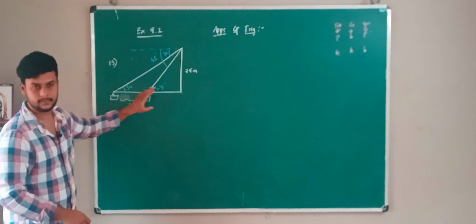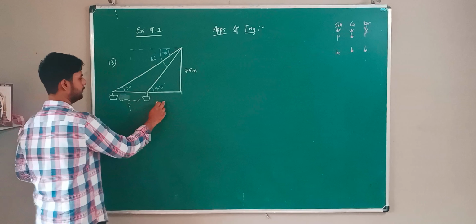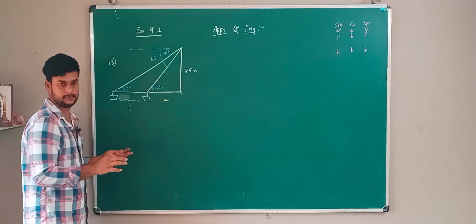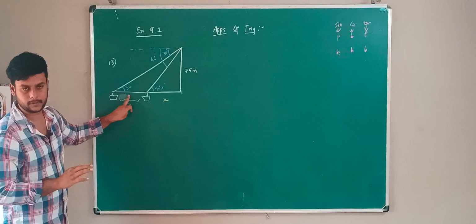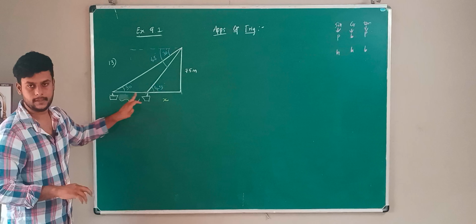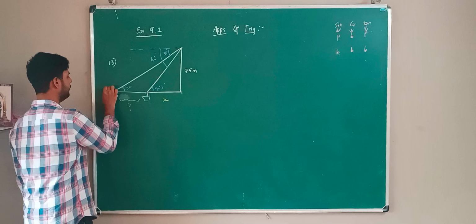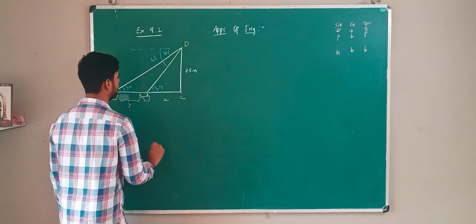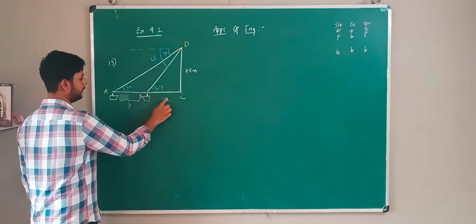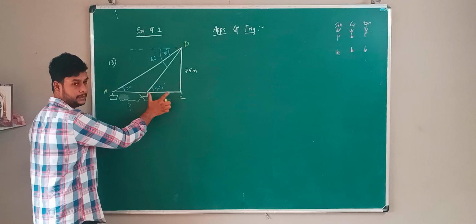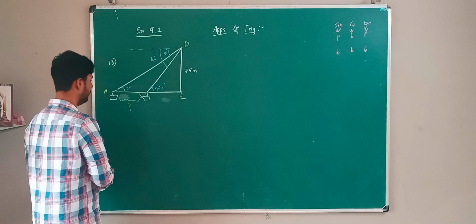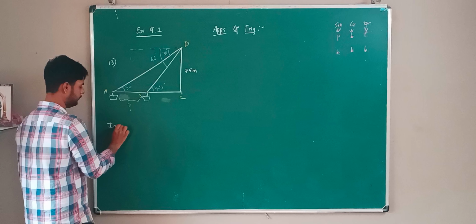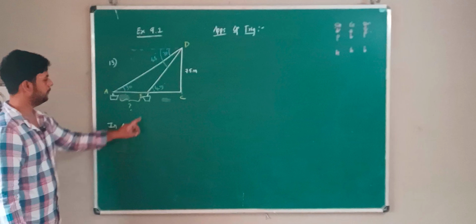And the degrees. Okay. So this is x. This also I don't know. So first I should find this. Next we will find this. So I will name them A, B, C, D. Instead of x, I will take it as BC only. Now, in which triangle should I start? Let's start with BCD.